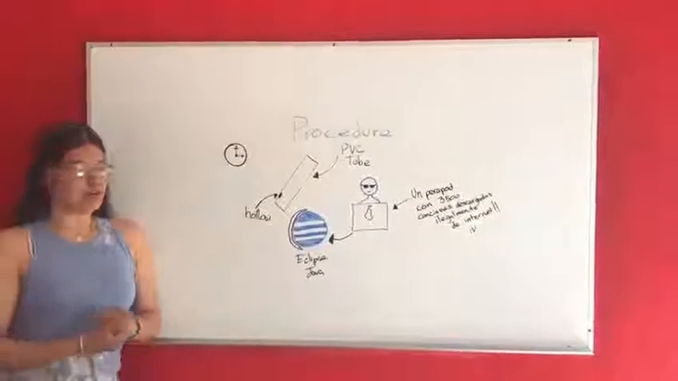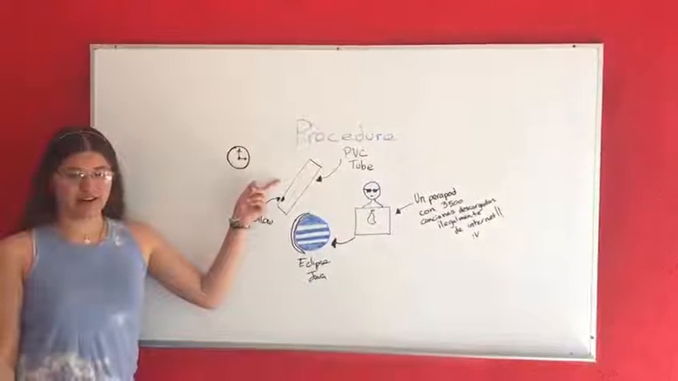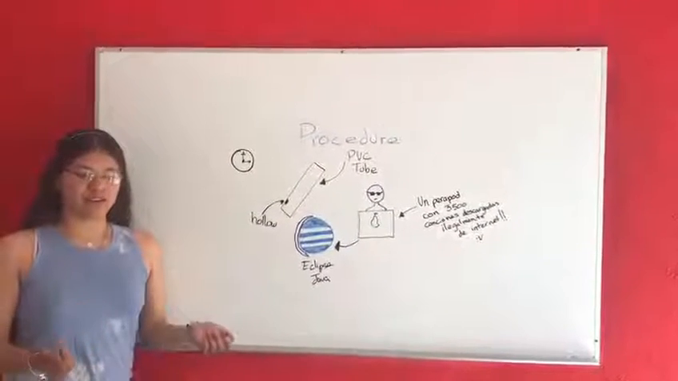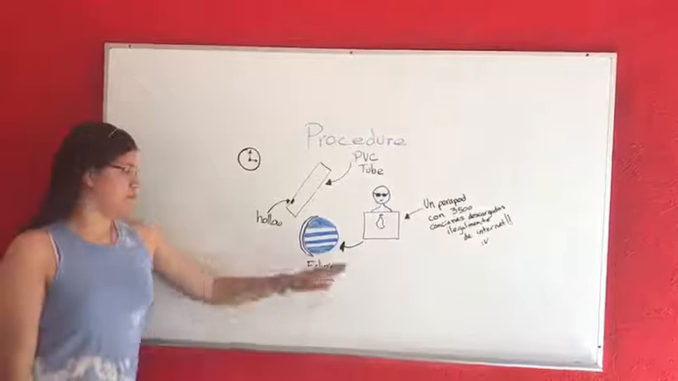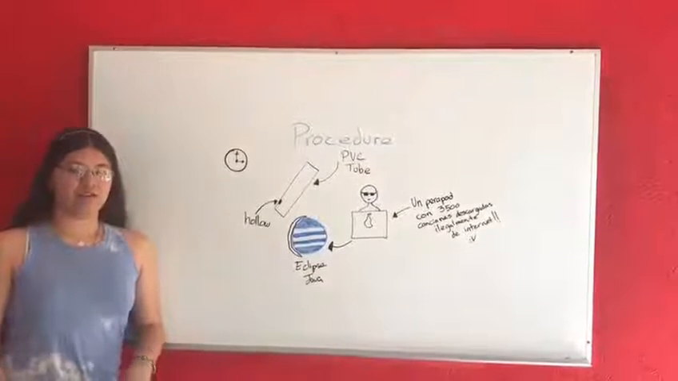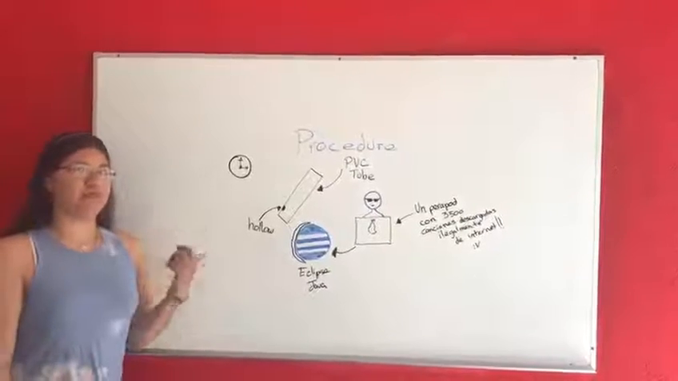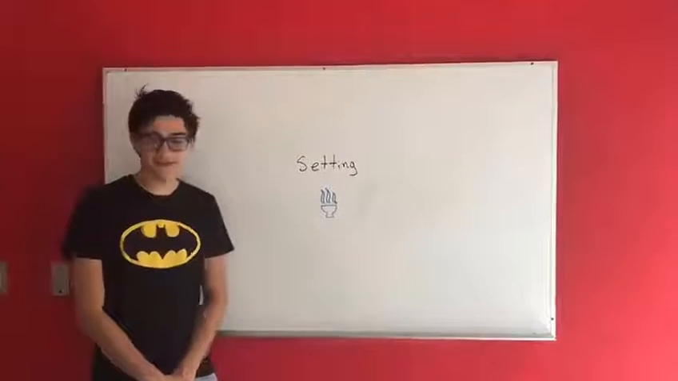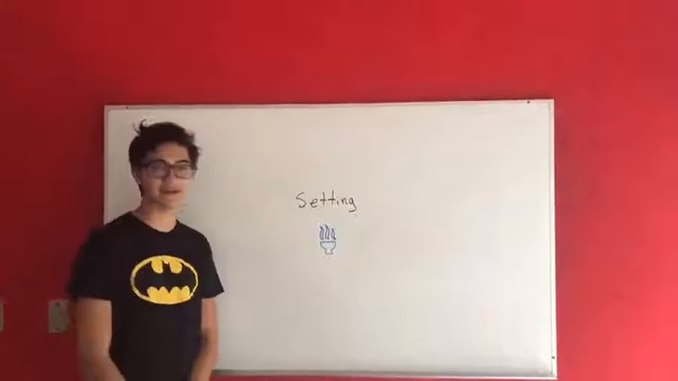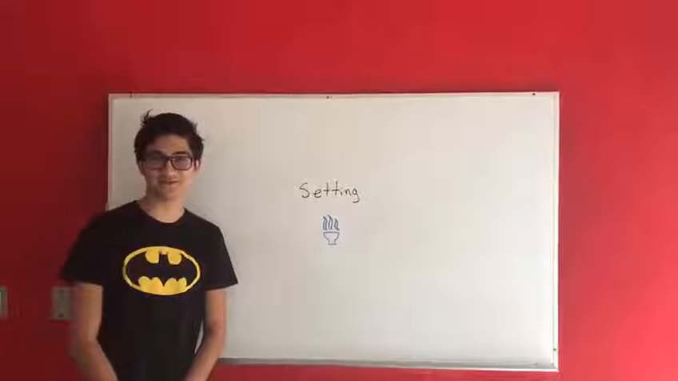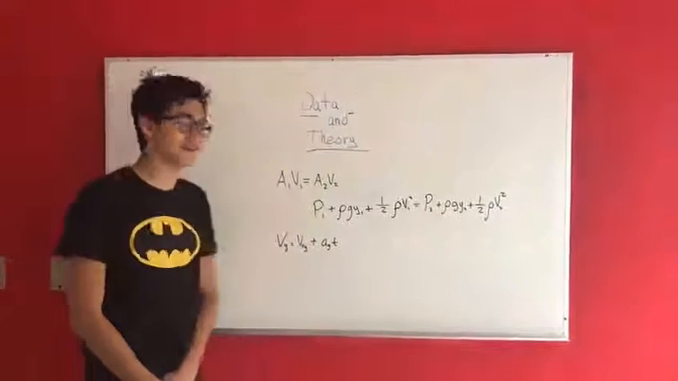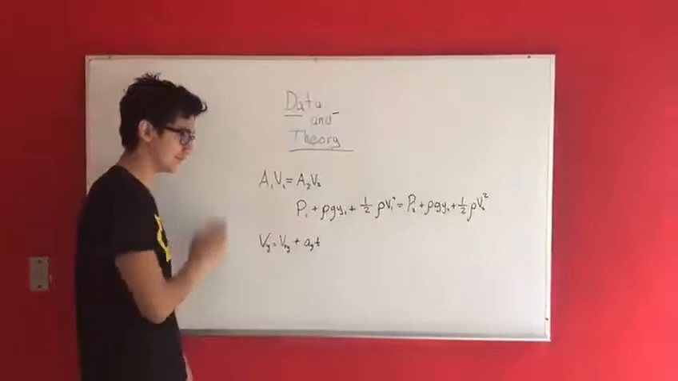For the procedure, we're going to use a cylindrical tube and fill it with water, and using the data obtained, we are going to create a computer program using Eclipse Java that is going to give us the range as a function of time. The setting for this project was here in our school at Tecnológico de Monterrey, in the drill section of the third floor of the library. The theory and data we're going to use is for these three formulas.